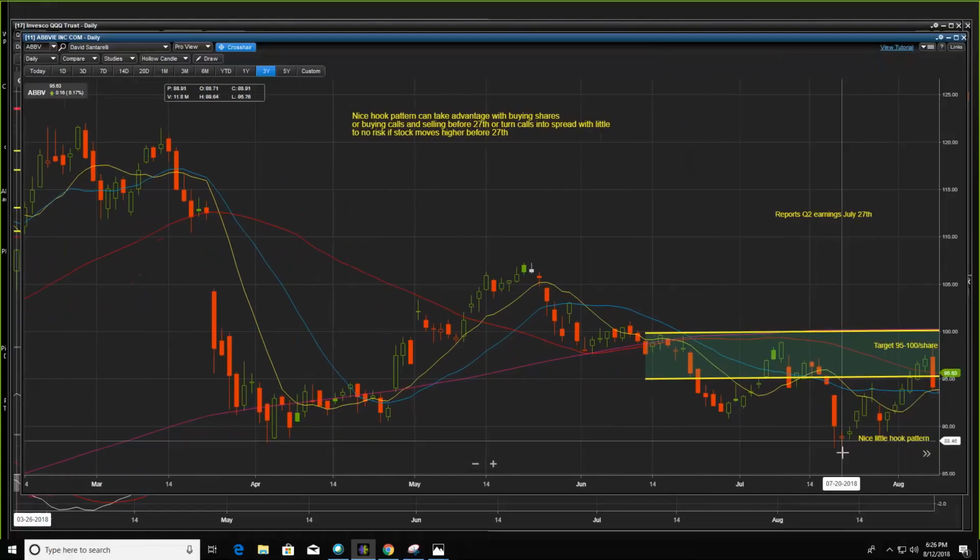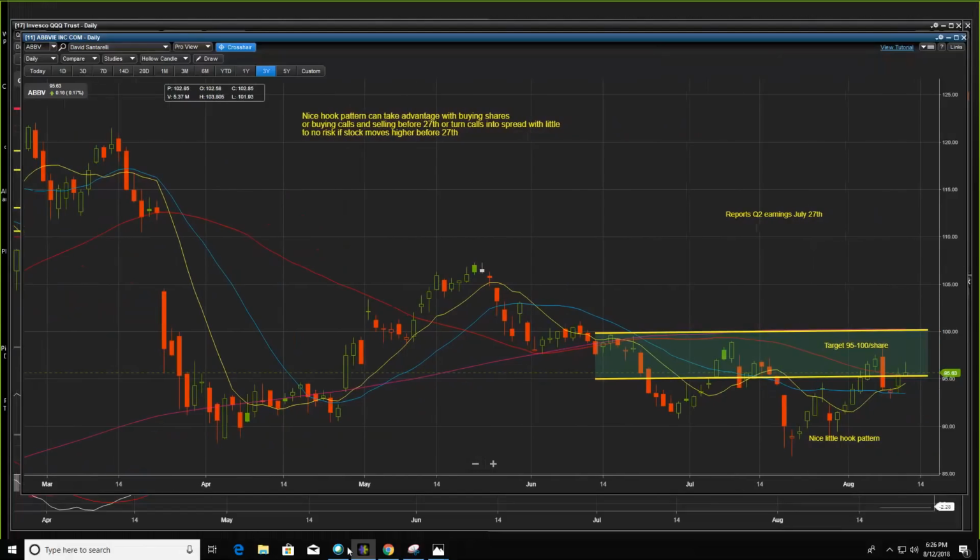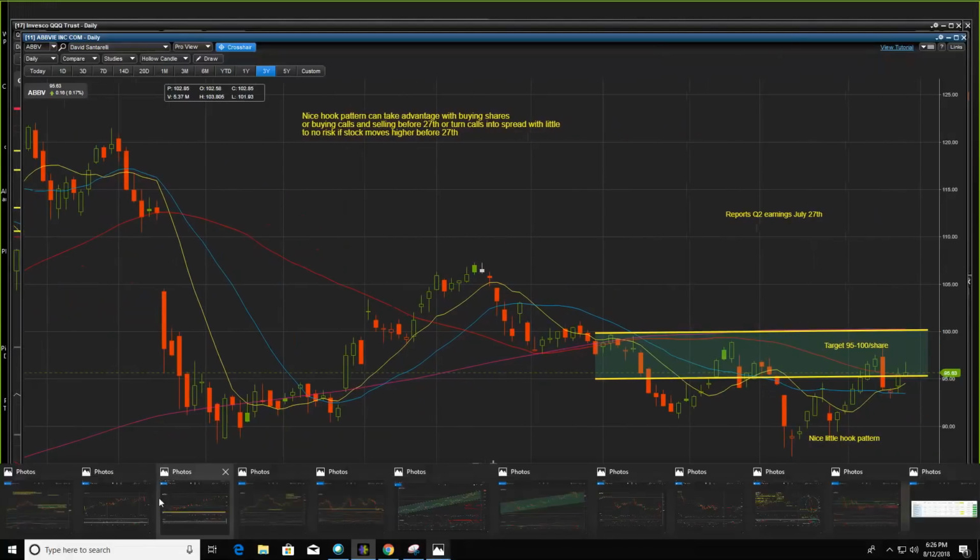All right, so then she started getting back up to that 95-100 target area. Okay, so that's just one example there.